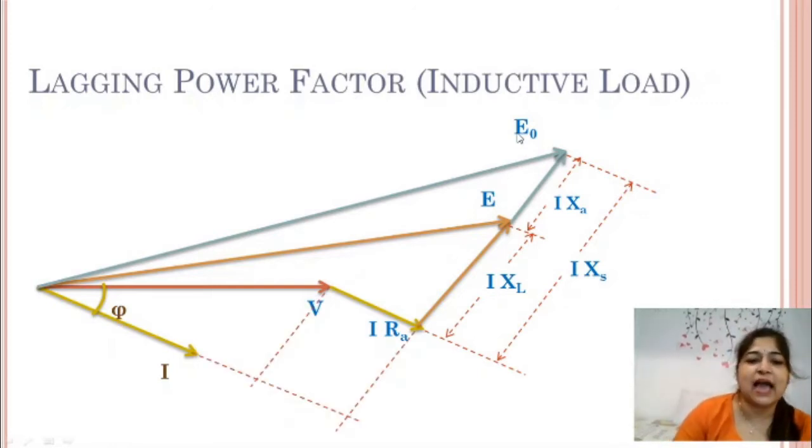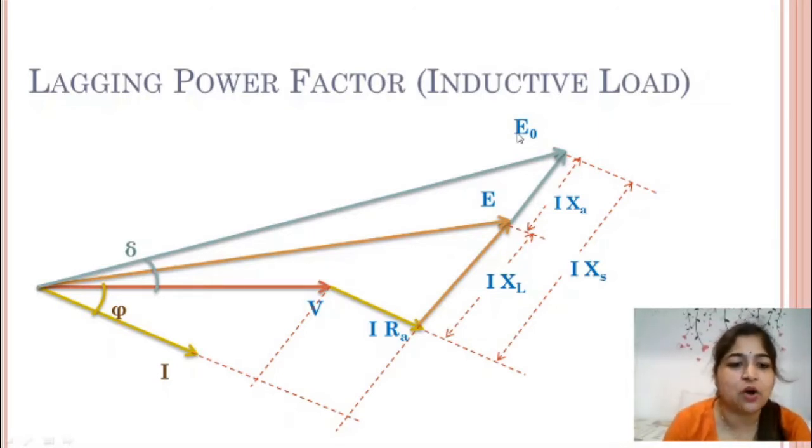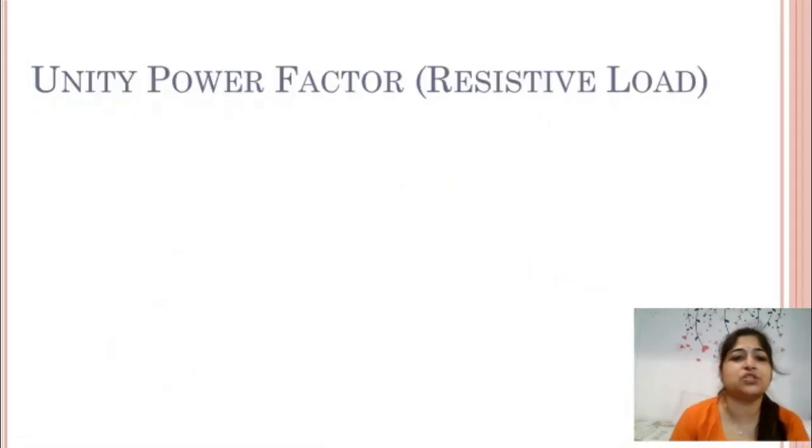So let's show the angles also. This delta is the angle between V and E naught, while phi is the angle between V and I. Psi is the angle between E naught and I. So ultimately delta plus phi is equal to psi here. This is very easy, drawing the phasor diagram for inductive load. If you understood this, then let's draw for the next part, which is unity power factor, that is resistive load.